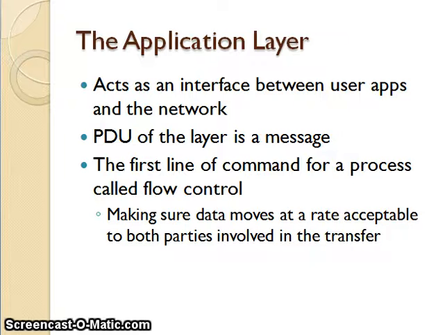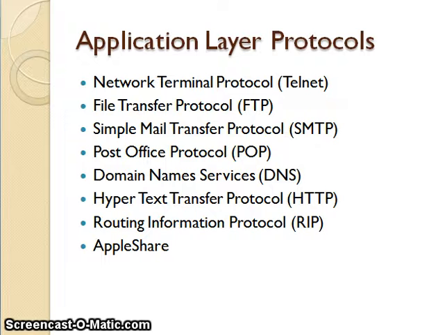It's the higher layer of the OSI model. It acts as an interface between user apps and the network. The second one, the protocol data unit used in this layer is a message. The first line of command for a process called flow control. So here, the application layer acts as an interface, and these are all the protocols used in the application layer. The very familiar protocols are telnet, ftp, smtp, http, pop and dns.